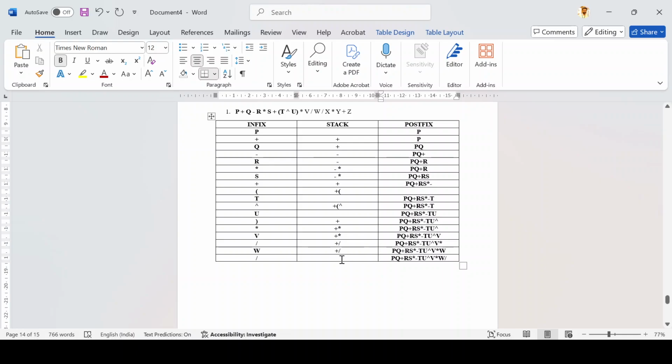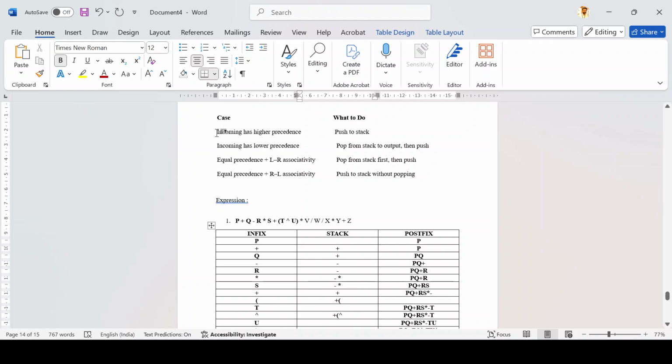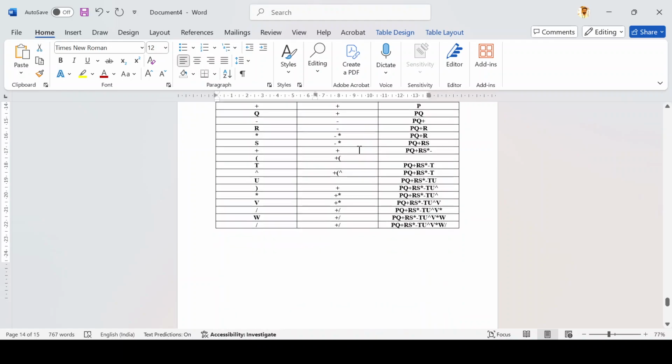Now the remaining operator is plus. The incoming operator division has higher precedence than the plus, so push it into the stack. Incoming has the higher precedence, then push to the stack.